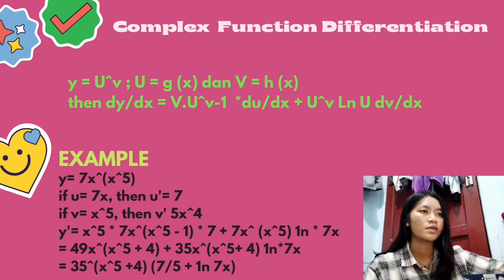Number 14, differentiation of complex function. y = u to the power v; u = g(x) and v = h(x). Then dy/dx = v times u to the power v minus 1 times du/dx, plus u to the power v times ln u times dv/dx.